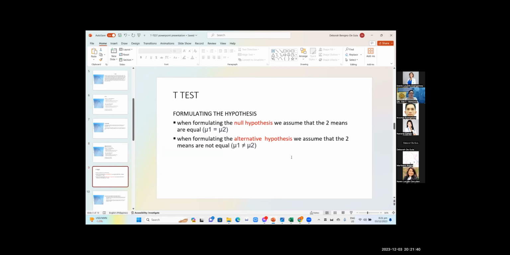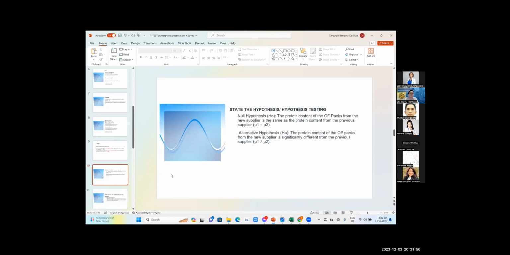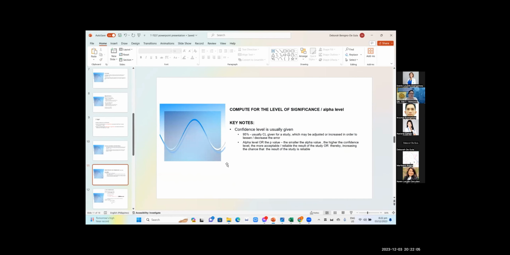So, in formulating the hypothesis, when formulating the null hypothesis, we assume that the two means are equal. And when formulating the alternative hypothesis, we assume that the means are not equal. So I think I already mentioned this one. It's protein content, not caffeine content. Okay, so for the next step, we will compute for the level of significance or the alpha level.